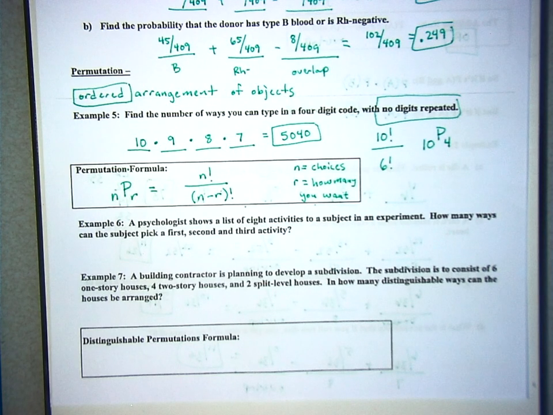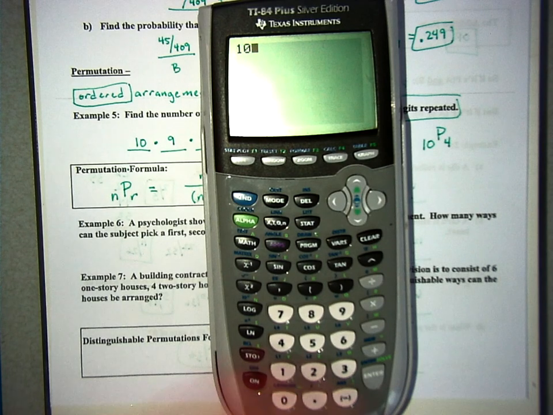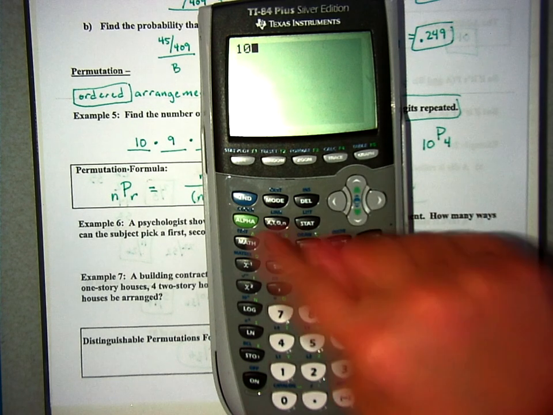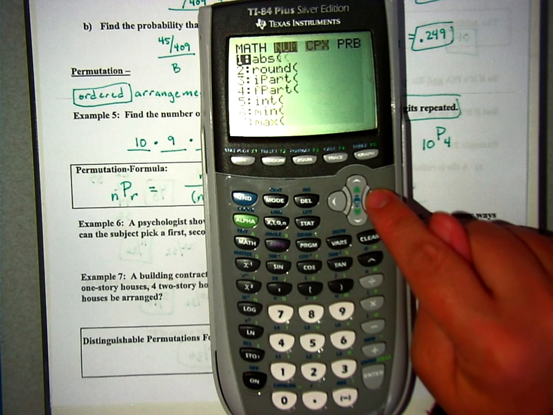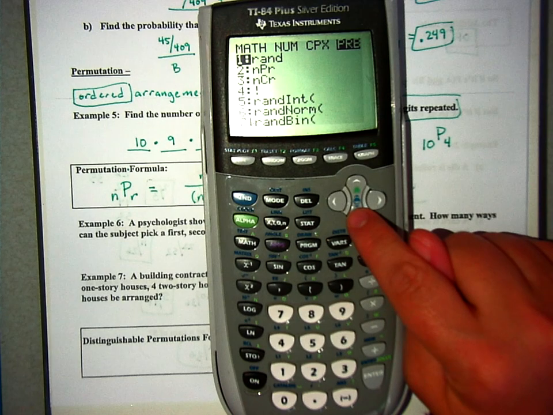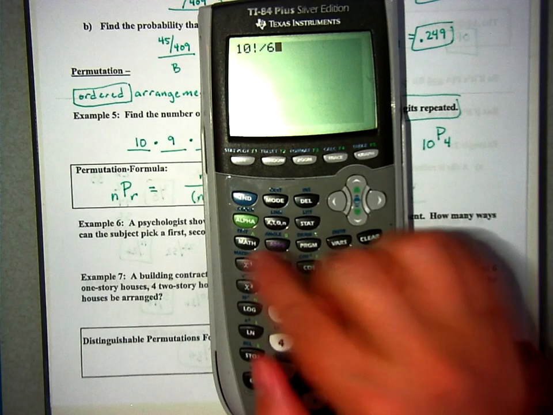So I'm going to show you how all of these work. You could do 10 times 9 times 8 times 7. There's also factorial buttons in your calculator, so we're going to try that right now. Okay, everybody type in 10. And then you're going to hit the math button on the side. Go over to probability. Do you see how the fourth one down is an exclamation point? Okay, hit that one. And then divided by 6 factorial.